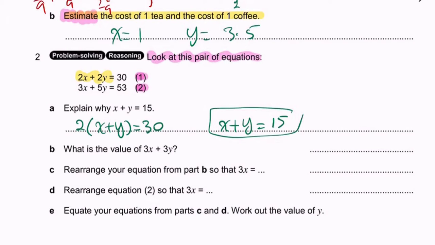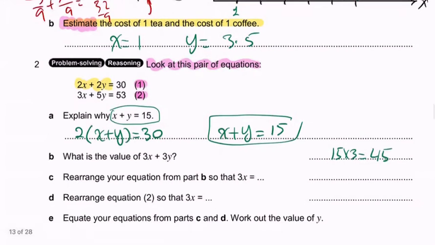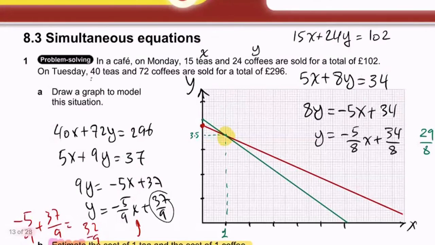What is the value of 3x plus 3y? Okay, if x plus y equals 15, so 3x plus 3y equals 15 times 3. So how much? 15 times 3 equals 45. As we have done here, I can divide, I can multiply.